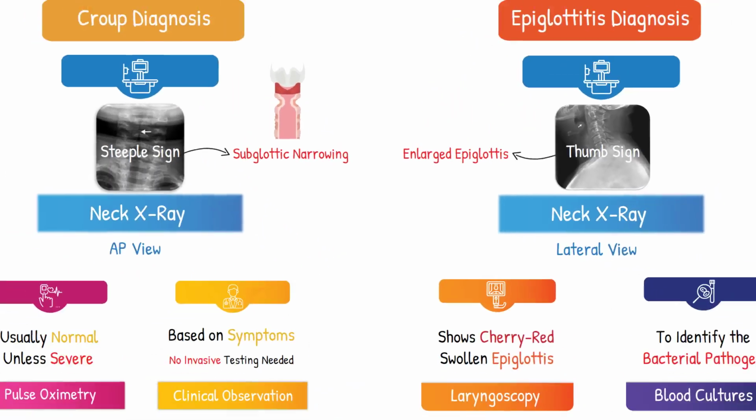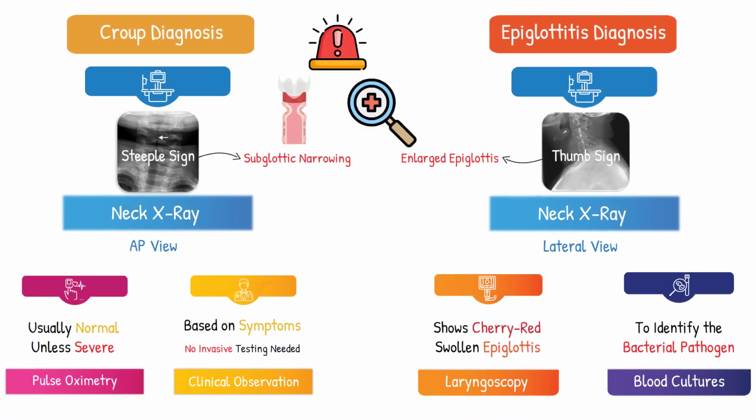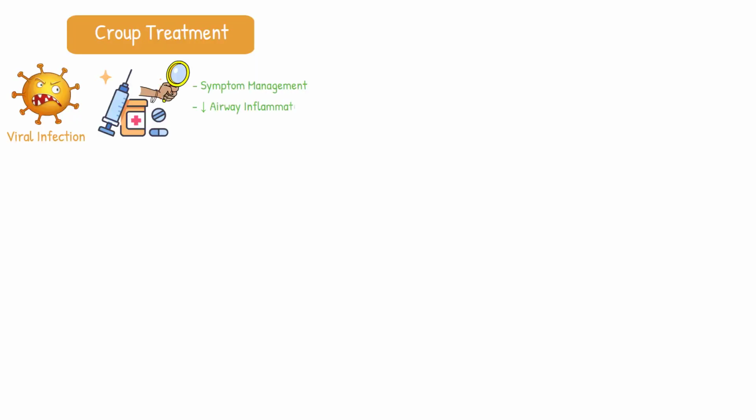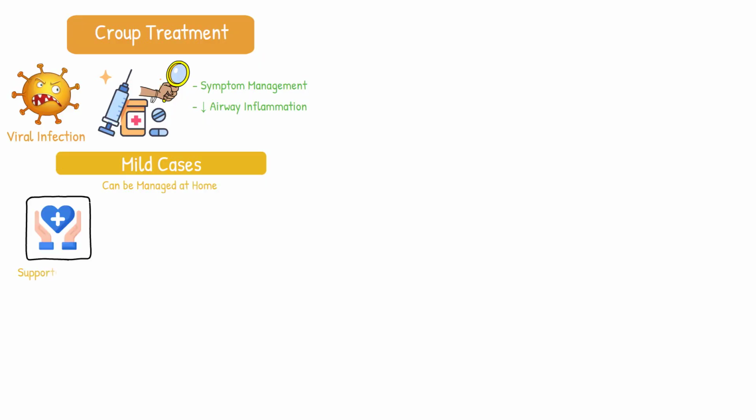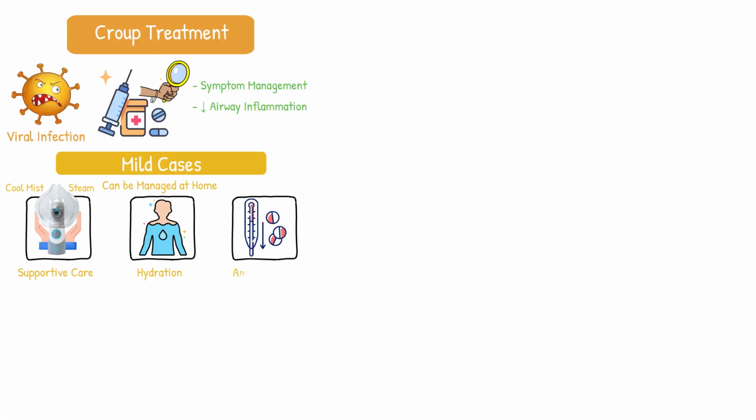But now let's talk about treatment and management. Once croup or epiglottitis is diagnosed, immediate and appropriate treatment is crucial. Because croup is caused by a virus, treatment focuses on managing symptoms and reducing airway inflammation. Most cases are mild and can be treated at home with supportive care. This includes using humidified air, such as cool mist or steam, to soothe the airway, keeping the child well hydrated, and using antipyretics like acetaminophen to reduce fever.